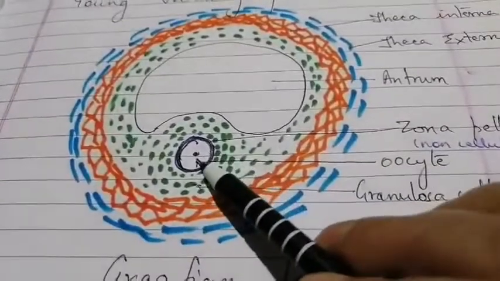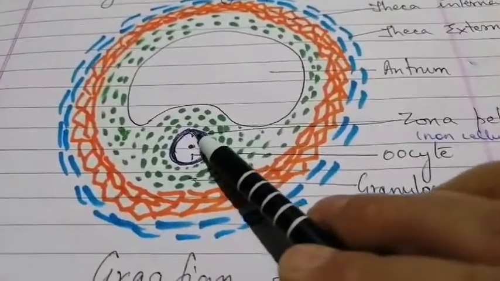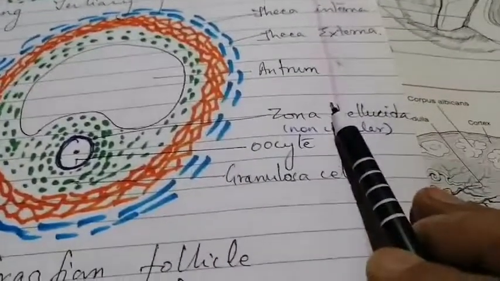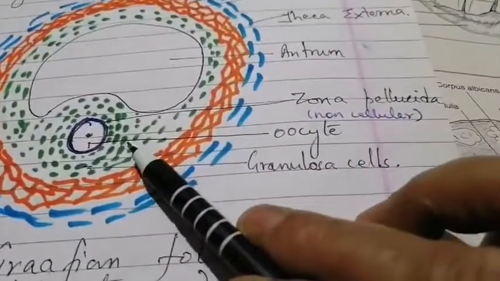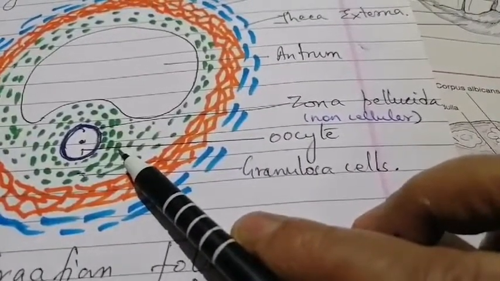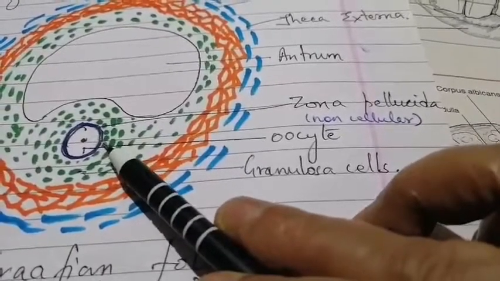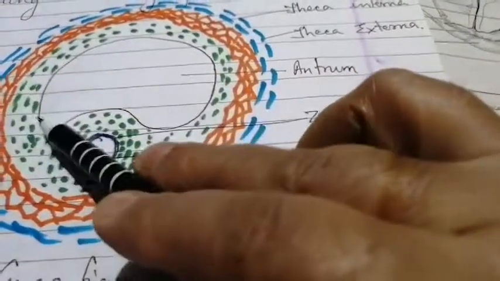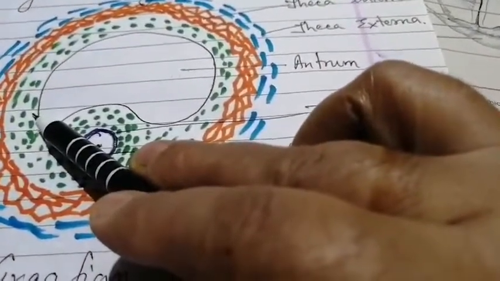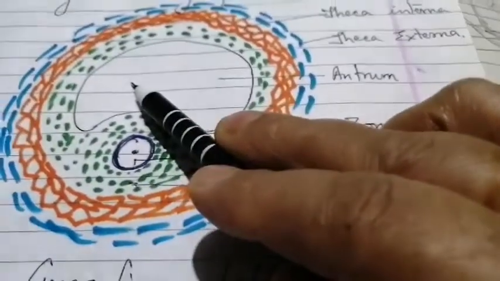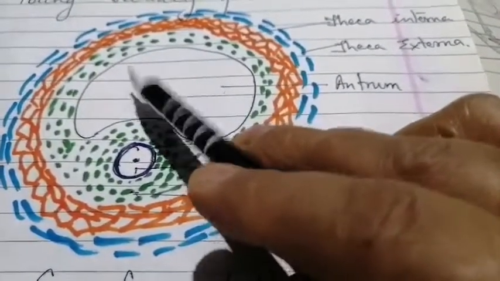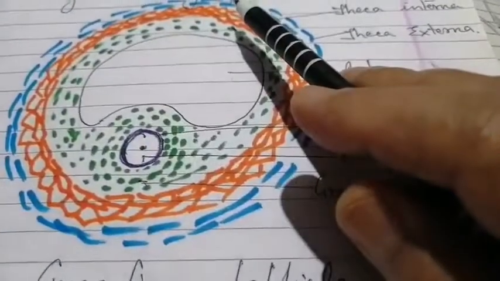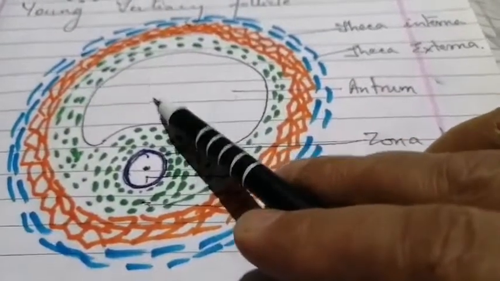What do you find here? There is an oocyte, and around this oocyte there is a non-cellular layer called the zona pellucida, which is secreted by your granulosa cells. It is made up of mucopolysaccharide. These granulosa cells mainly secrete the hormone estrogen, which gets filled in your antrum. When we deal with the menstrual cycle, we will see how the hormones help in development and how ovulation occurs, all those hormonal control mechanisms.